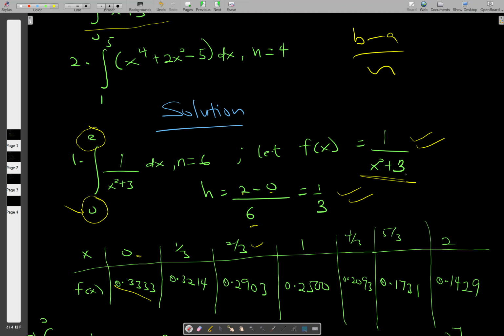Now you can pause the video and try your hand on the second question. That's the integral from 1 up to 5 of x to the power 4 plus 2x squared minus 5 dx, and n is given as 4.